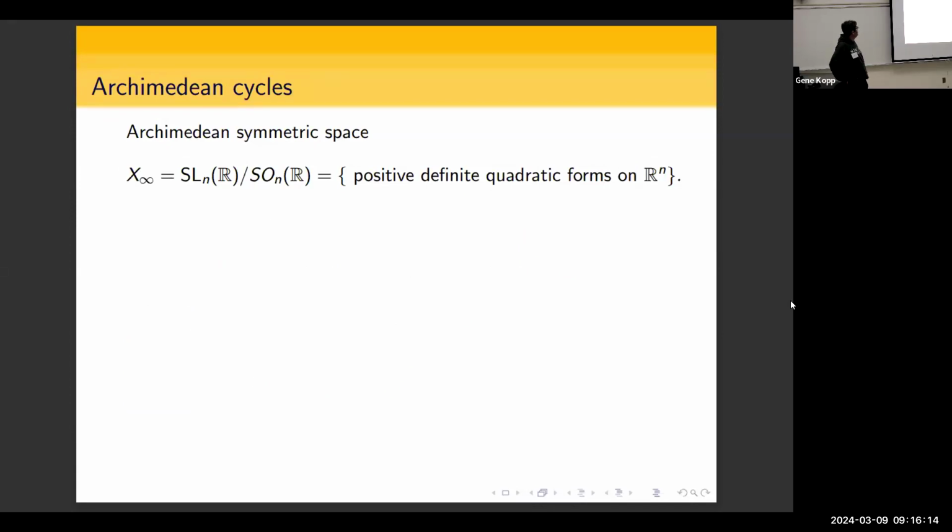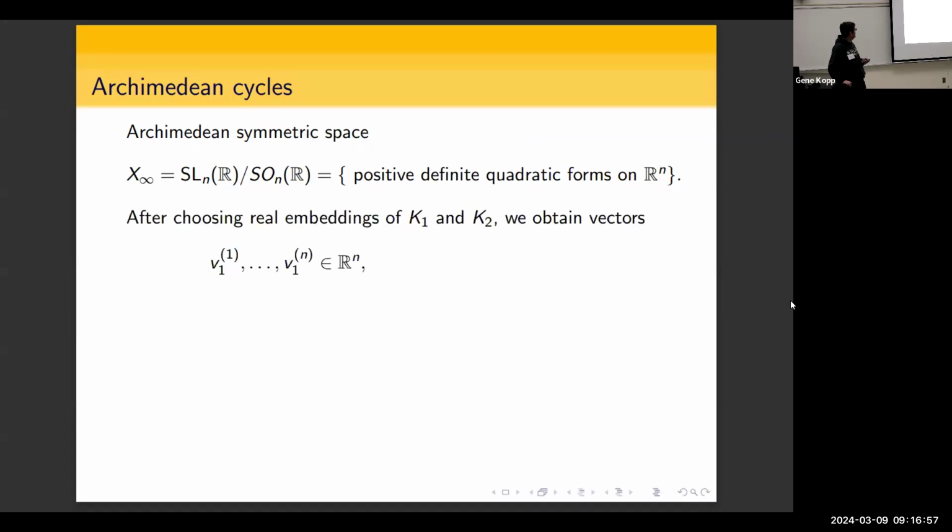Okay, so as before, there was an important role played in the side wings by the Poincaré upper half plane. For GLN, the analogous object is the group SLn(R) modulo a maximal compact subgroup, which is the orthogonal group SO(n). And the quotient SLn(R) mod SO(n) can be identified concretely with the set of positive definite quadratic forms on R to the n. So of course, SLn(R) acts naturally on the set of positive definite quadratic forms by translations of the variables. And the stabilizer of a point, the standard dot product quadratic form, is going to be the orthogonal group. And so that identifies these spaces.